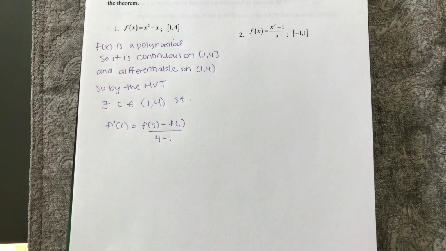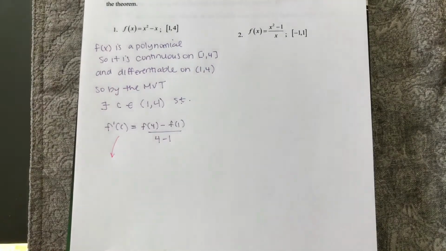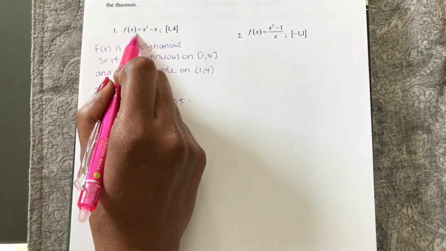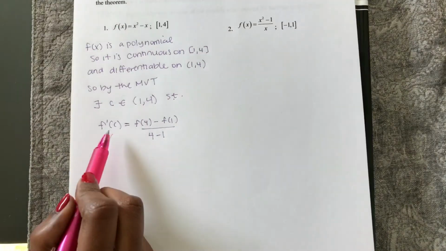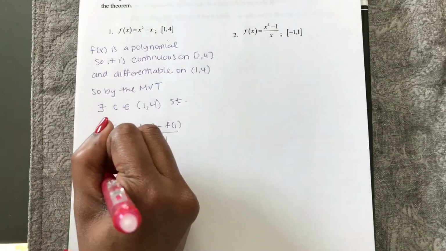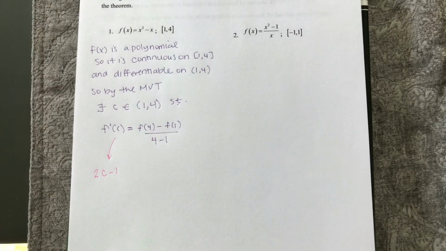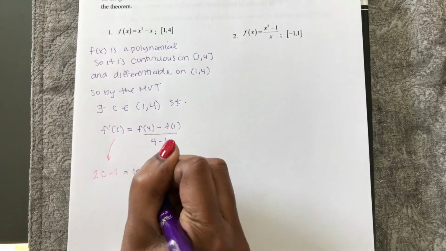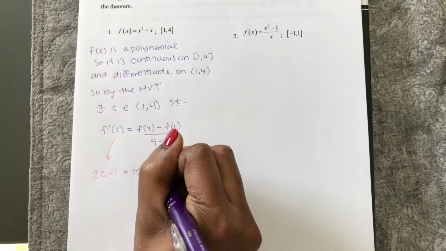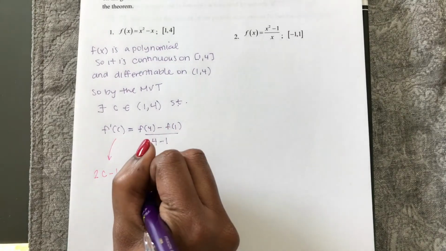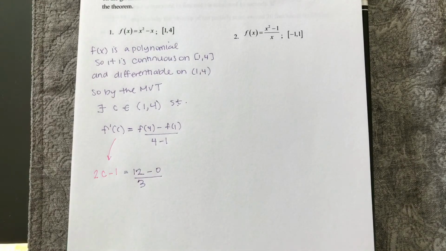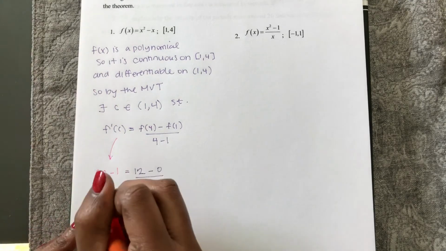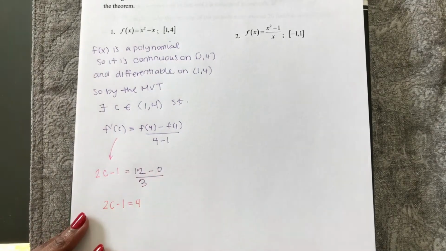So first, let's look at the left side. What is f prime of c? Well, f prime of x is 2x minus 1, so f prime of c is going to be 2c minus 1. And then we need to figure out what is f of 4. f of 4 is 12. f of 1 is 0. And then 4 minus 1 is 3. And then 12 minus 0 divided by 3 leaves 4. So I have 2c minus 1 equals 4.